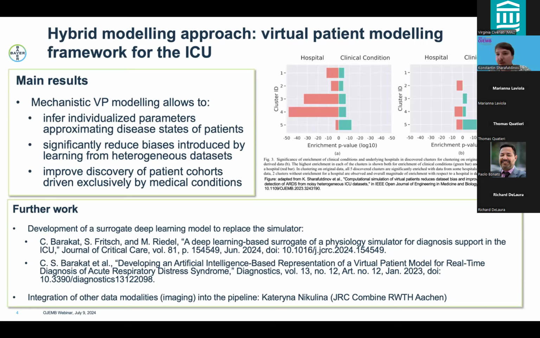Then my colleague implemented this deep learning model and compared the performance. The second further work is the work of my colleague Katerina Nikulina at the University of Aachen. They are now trying to embed other types of data, not only dynamic continuous variables but also imaging, to check whether it adds additional information to the model, so that we can then identify the parameters with more precision. And that finishes my presentation.